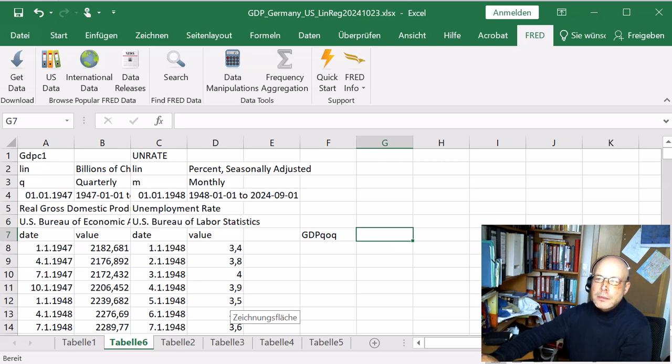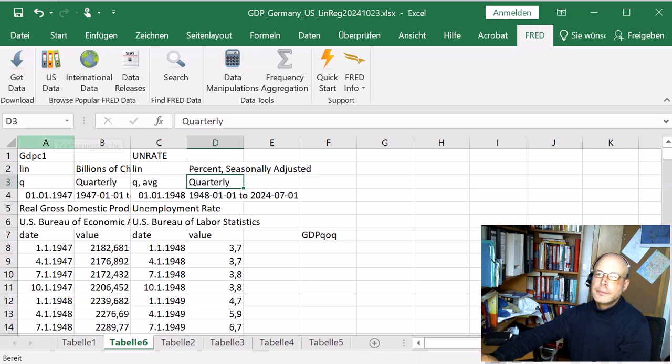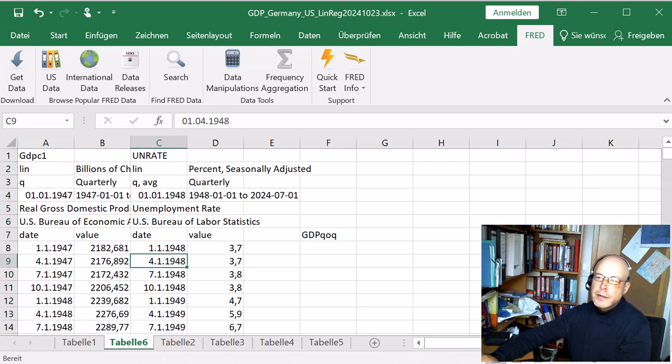but this is no monthly data here. Oops. Yes. So I don't know why it has chosen monthly data now. We need the same frequency. So let's change this to Q and get data again. I think I have to click on here. Now it has done it, yeah. So now you see here 1st of January, 4th of January that we have here also quarterly data.